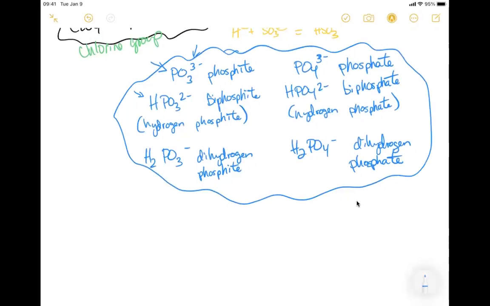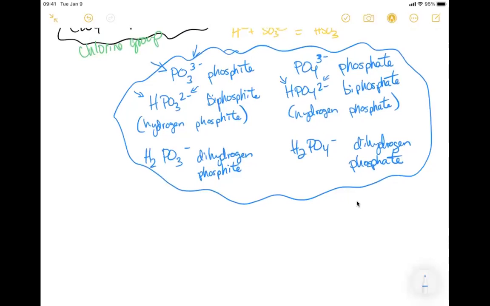Hydrogen by itself is +1. So when we add a hydrogen to phosphite, we get biphosphite or hydrogen phosphite, but our charge increases by 1. Same thing with biphosphate or hydrogen phosphate. The charge increases by 1.